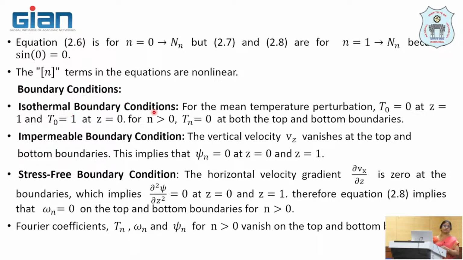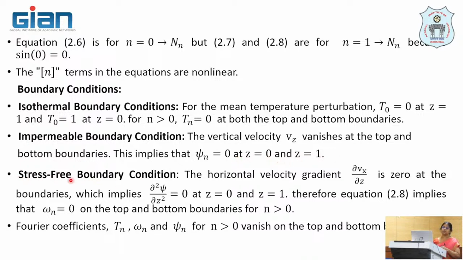Isothermal boundary conditions means uniform; iso means uniform, isn't it? Uniform thermal boundary conditions for the mean temperature perturbation: T naught equals 0 at Z equals 1, and T naught equals 1 at Z equals 0. T naught means initial temperature. Z equals 0 means the bottom boundary, and the top boundary is Z equals 1. For n greater than 0, Tn equals 0 at both top and bottom boundaries. Next one is impermeable boundary conditions. For all values of n, psi n will be 0 at both the bottom and top boundaries.